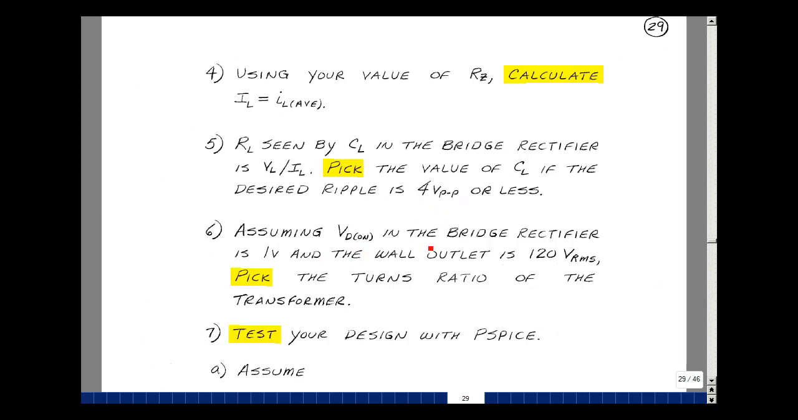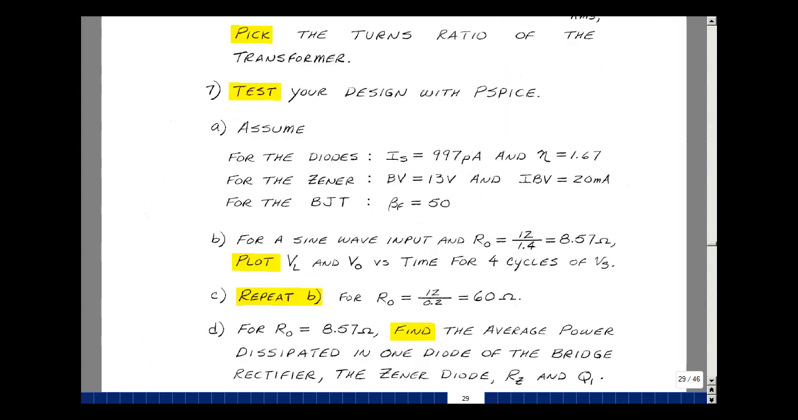Assuming the VD on in the bridge rectifier is 1 volt and the wall outlet is 120 volts RMS, can you pick the turns ratio of the transformer? Next, test your design with PSpice. Assume for the diodes that I sub S is 997 picoamps and n is 1.67, in other words a 1N4001 diode. And the Zener diode has a breakover voltage of 13 volts at a current of 20 milliamps.